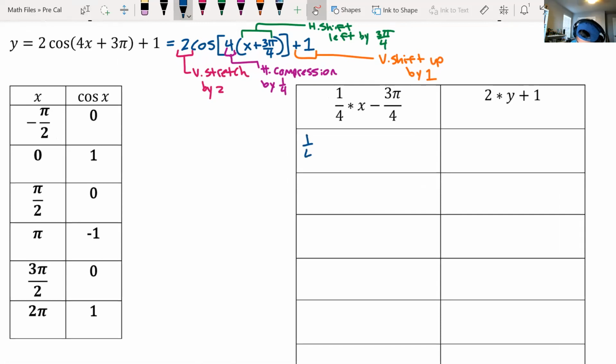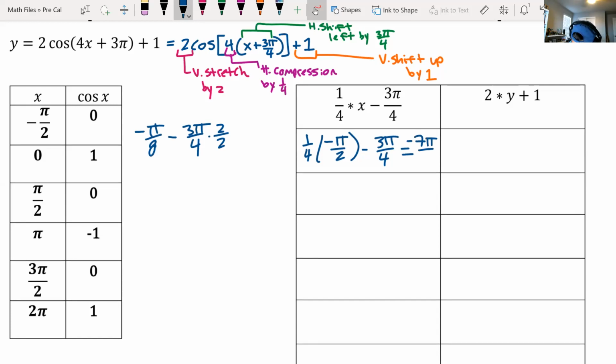So 1/4 times negative pi over 2 minus 3 pi over 4. So that's negative pi over 8 minus 3 pi over 4. Get a common denominator of 8, and you'll get negative pi over 8 minus 6 pi over 8, which will give us negative 7 pi over 8. And then 1/4 times 0 minus 3 pi over 4. I like the zeros. You get negative 3 pi over 4.